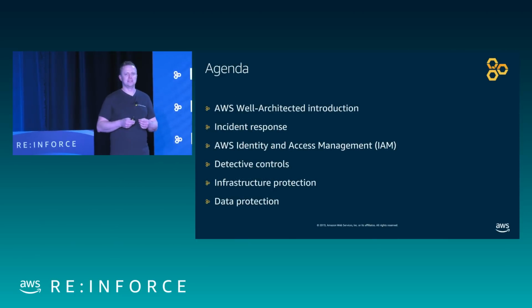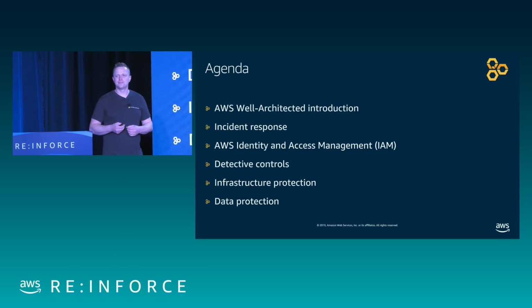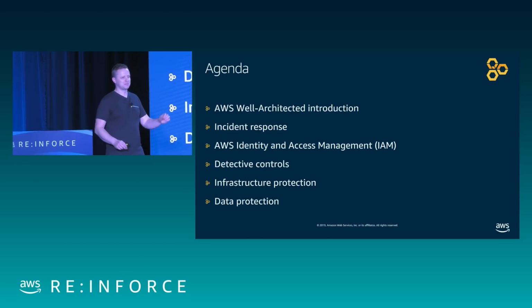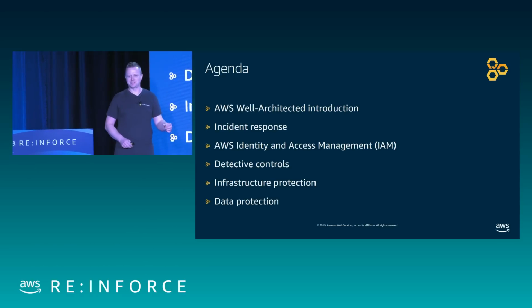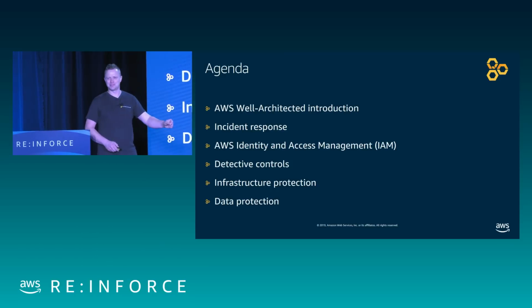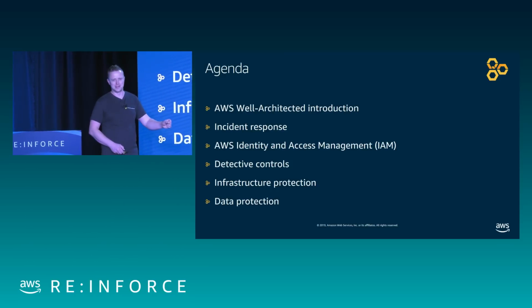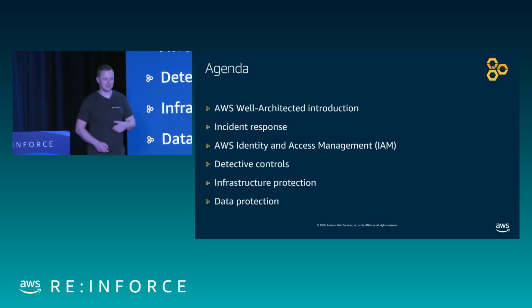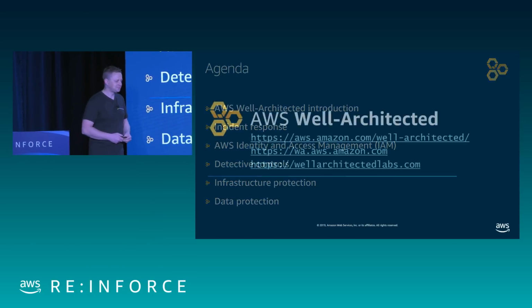I'm going to be going through an introduction to the well-architected framework. Then we're going to move on to the 5 areas of security in the well-architected framework. Now, I've been guilty many times of putting incident response last in every presentation, so now I've got it first, right? So we're going to do incident response first, and it should be front of your mind as well. And then we'll move on through detection and identity and access management and the other areas.